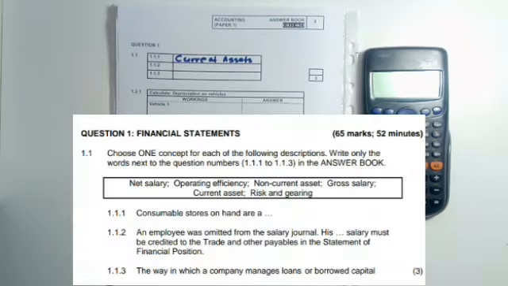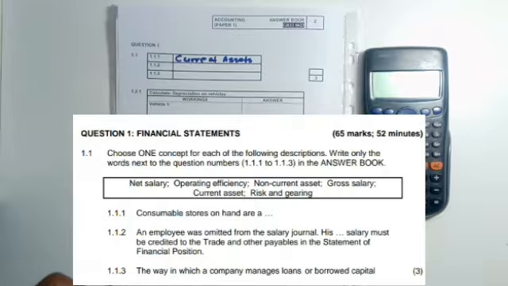1.1.2, an employee was omitted from the salaries journal. His salary has been credited to the trade and other payables in the statement of financial position. So in the statement of financial position, what we record for our salaries, we record net salaries. You will see that in the descriptions we have been given net salary and gross salary, so it is up to you to know which one we record in our books. In our books, we will record a net salary.